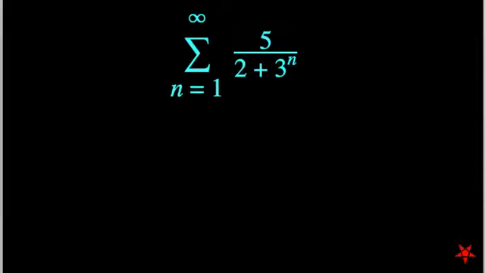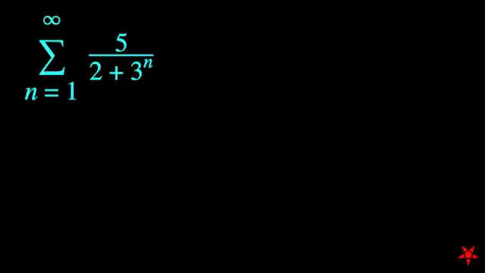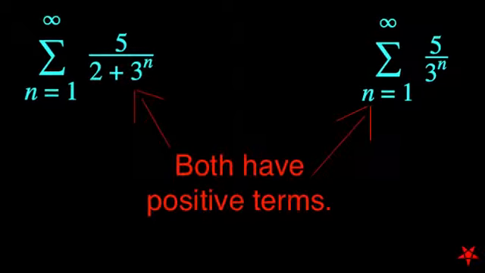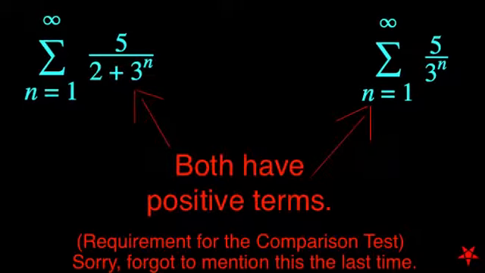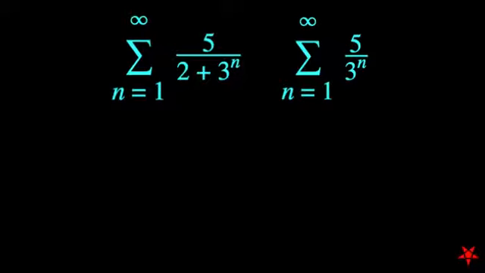When you're using the comparison test, it's important to ensure that both the series of known convergence and the one with unknown convergence have positive terms. This was mentioned in the definitions for both tests in episode 3.03, but I neglected to mention it in the previous two lessons.